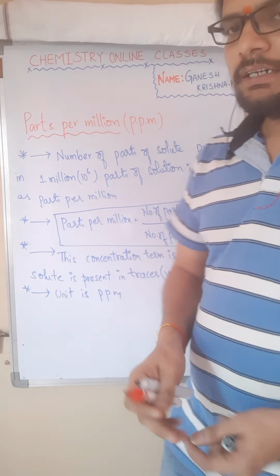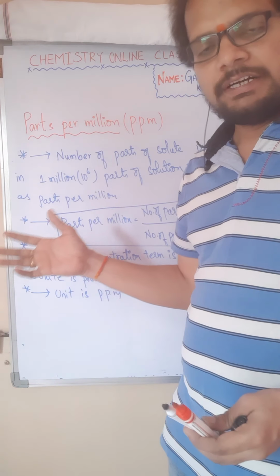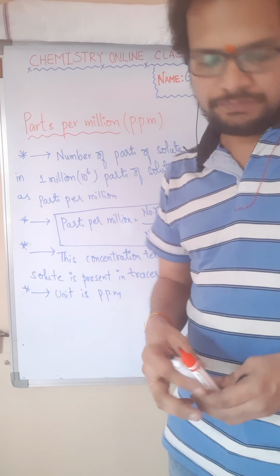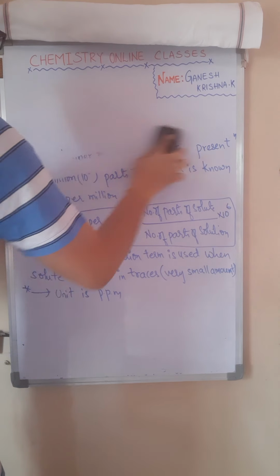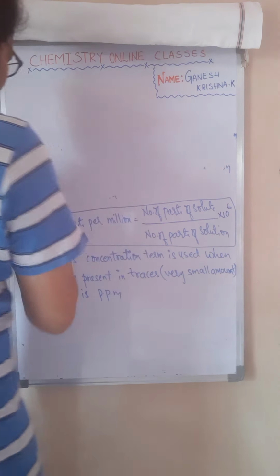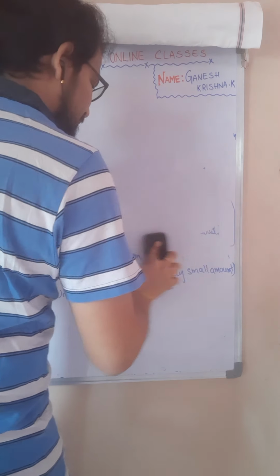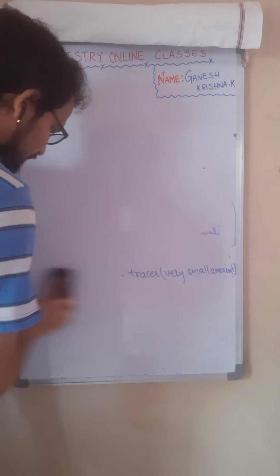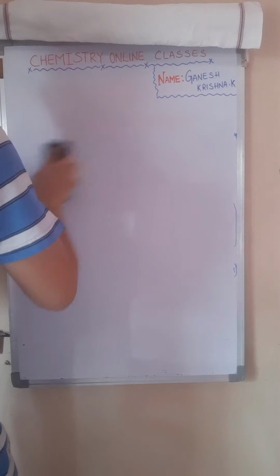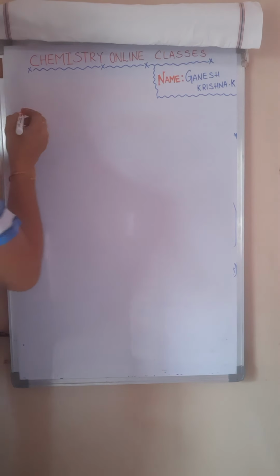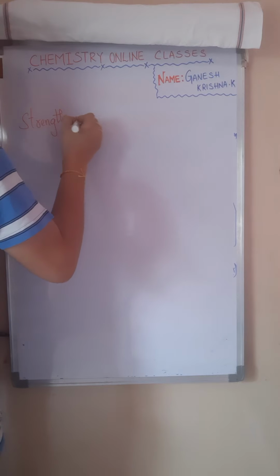Okay, right? Let us go with the next concentration term, that is the strength of the solution. So what is meant by strength of solution? Strength of solution is defined as the number of grams of solute present in 1 liter of solution. Number of grams of solute present in 1 liter of the solution is called strength of solution.